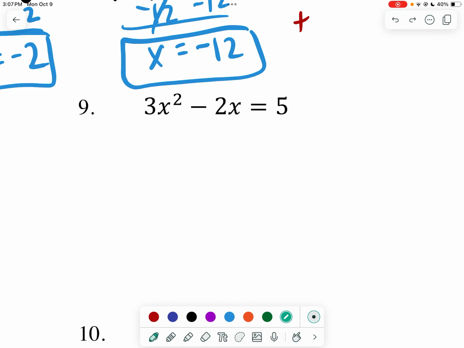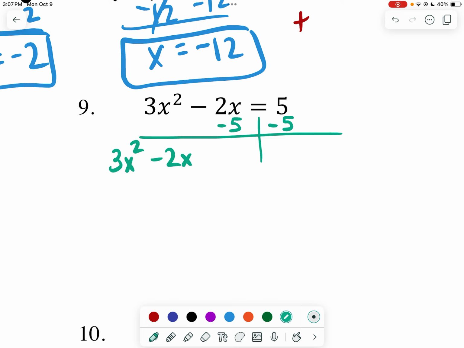So this one has a positive 5 on the other side of the equal sign, so I'm going to subtract 5. But when I look at the left, that 5 is not a like term with anything else, so that means I'm just going to write these out in order. So I have my x squared, my x, and then I'm just going to tack on a minus 5. Okay, then on the right side, I have my 0, because 5 minus 5 is 0.